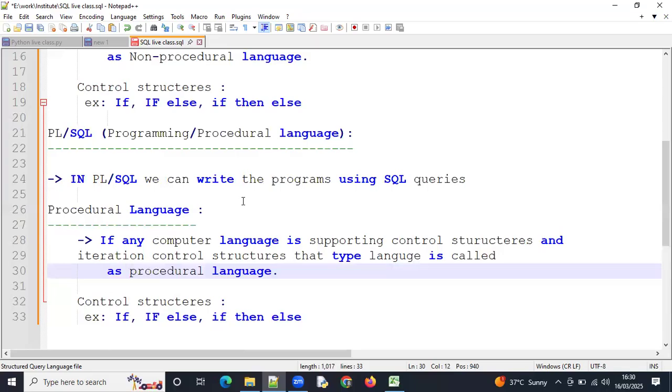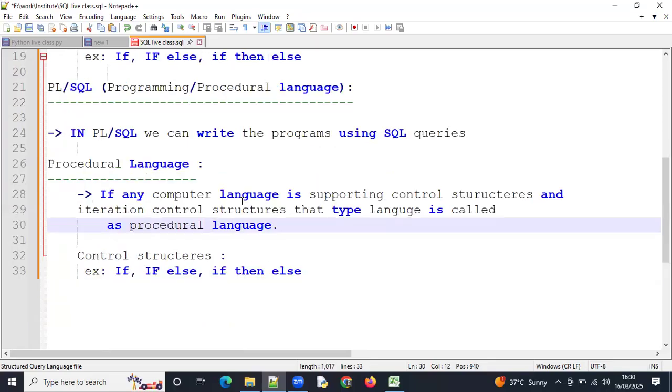Then we discussed PL SQL, programming or procedural language. What is a procedural language? A procedural language is one which supports control structures and iteration control structures, and the examples of these control structures are if else, if then else, like that.